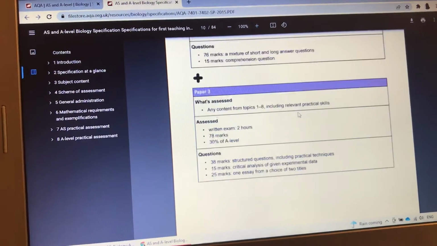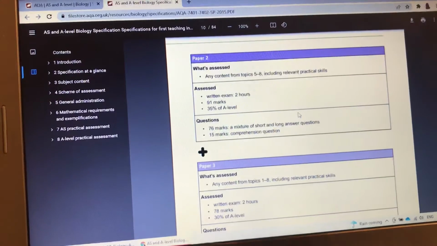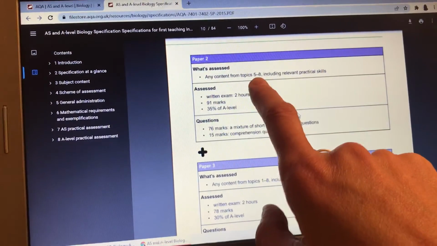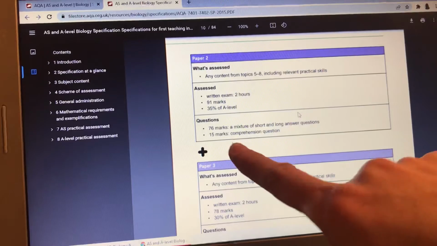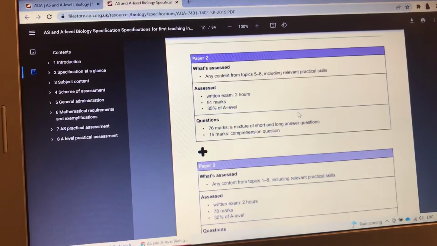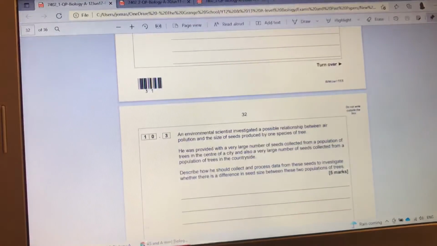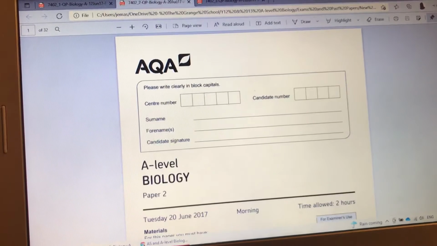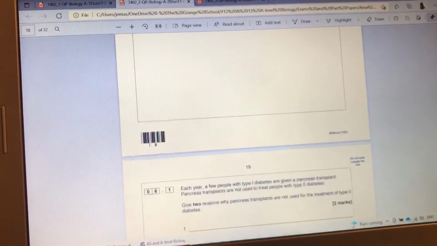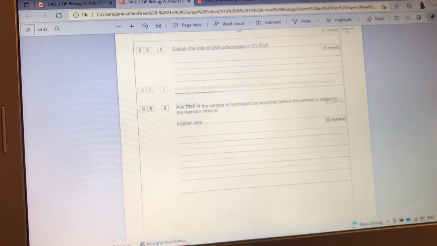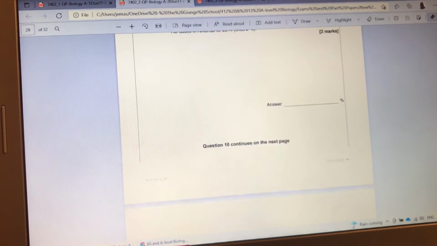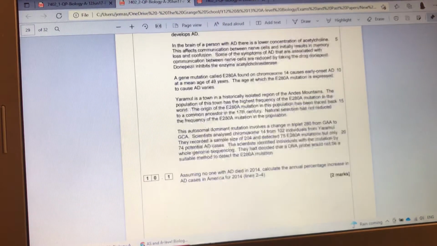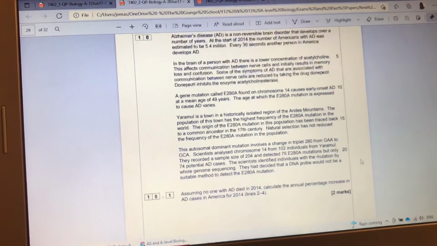Paper 2, I don't really have a tactic for. Paper 2 is anything from the year 2 book, so topics 5 to 8, plus the required pracs that go with that. This time, instead of having the 5 or 6 mark AO1 questions, AO2 questions, they tend to be more of a comprehension. So what I mean by that, let's find our paper 2. Towards the end of the paper, it tends to be a big long question, like a kind of case study. Here we go. So this is what they mean by a comprehension question.